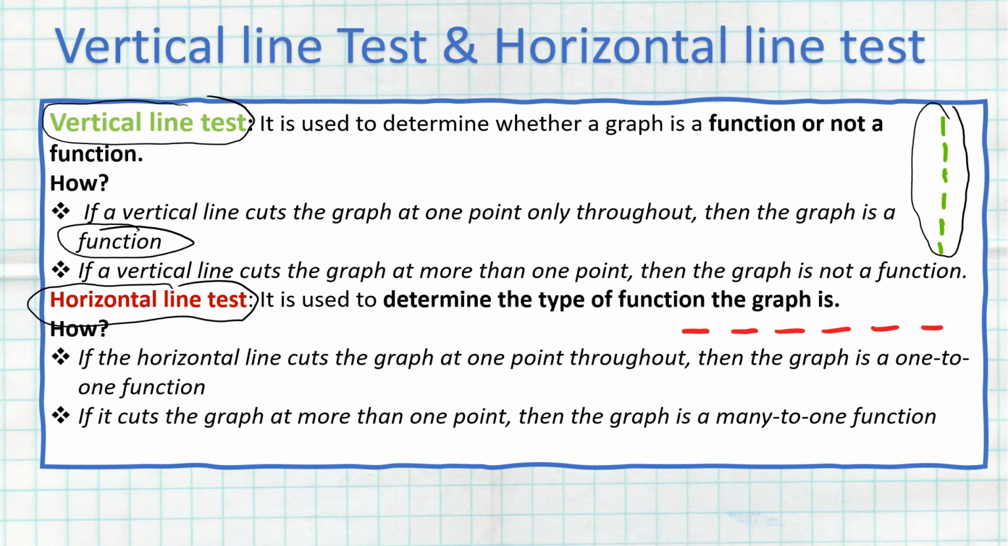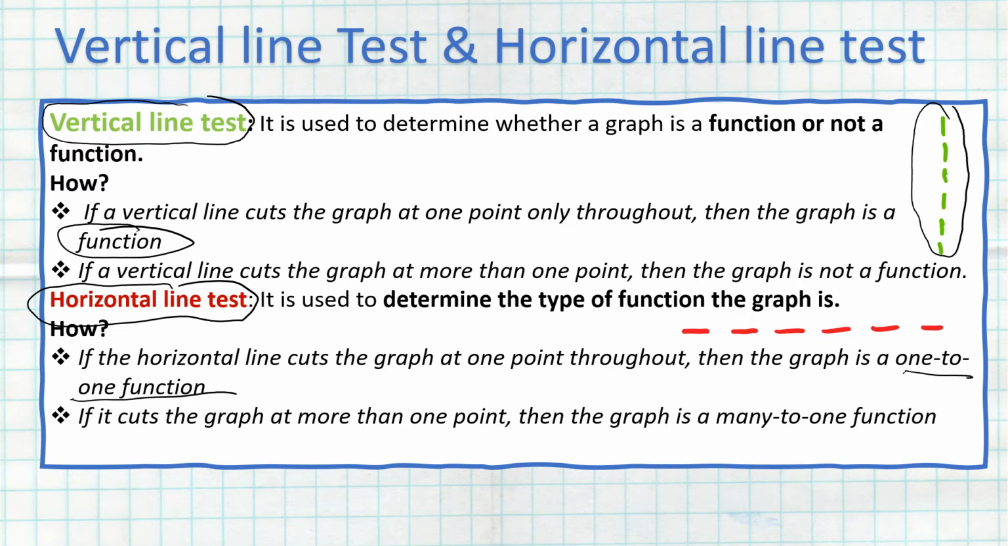So if a graph is a function, then we might want to know what type of function it is, right? So we then use a horizontal line test. In red, I think it's red, if not maroon, is our horizontal line. So if our horizontal line cuts the graph at one point throughout the graph, if you apply a horizontal line to a graph and it cuts your graph at one point, then your graph will be called a one-to-one function.